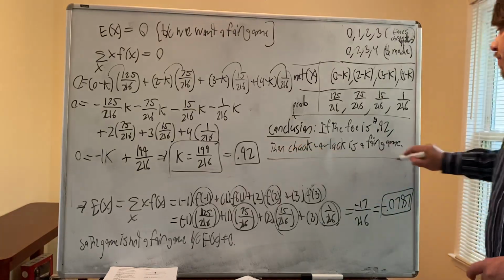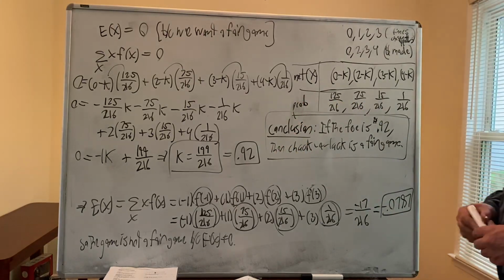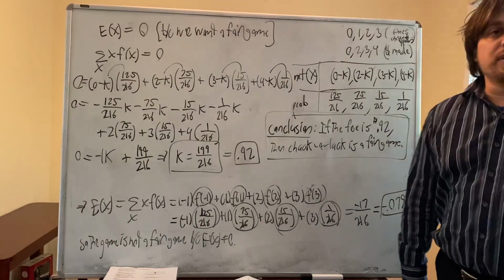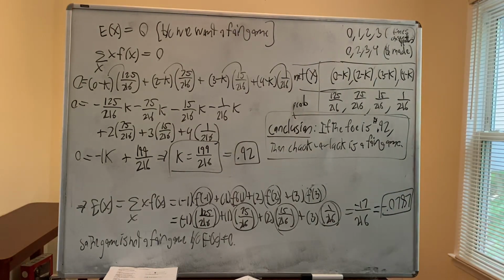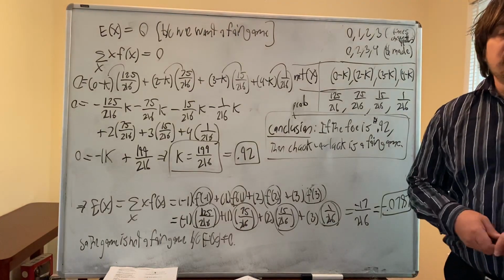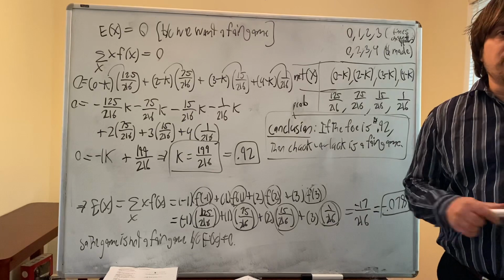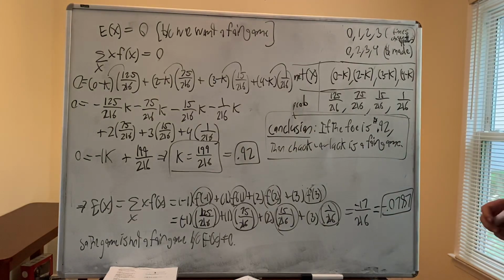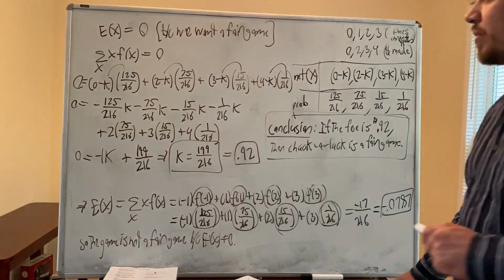Okay. The original expected value was negative 0.0787 with a fee of $1. The expected value was non-zero, so it was not fair. Changing the fee, making it a little bit lower to 92 cents or $0.92, then it becomes a fair game. The expected net gain of each player becomes 0. Okay, and so that is the solution to that problem. Okay, good. Continuing.